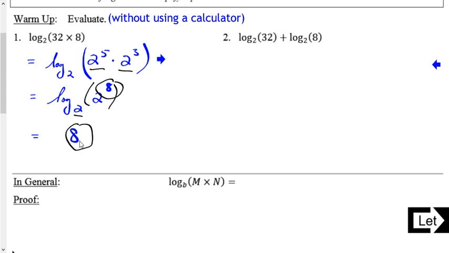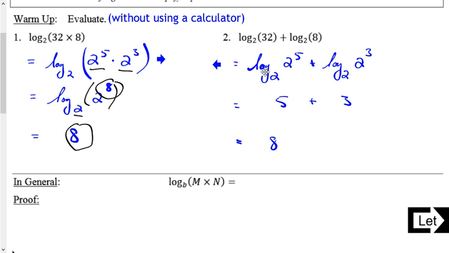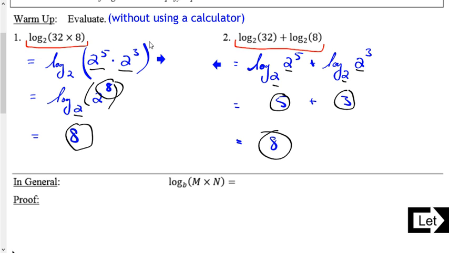Question number 2 is similar in that it has a log base 2 and it has the 32 and the 8, but here we're adding. But as you hopefully discovered, as we evaluate these two logarithms, again writing the 32 as a 2 to the 5th, so log base 2 of 2 to the 5th is equal to the exponent of 5, and log base 2 of 2 cubed is equal to the exponent of 3, add the exponents, and we get the value of 8. So what we're observing here is that this logarithm expression that we have in number 1 and this logarithmic expression that we have in number 2 are identical.